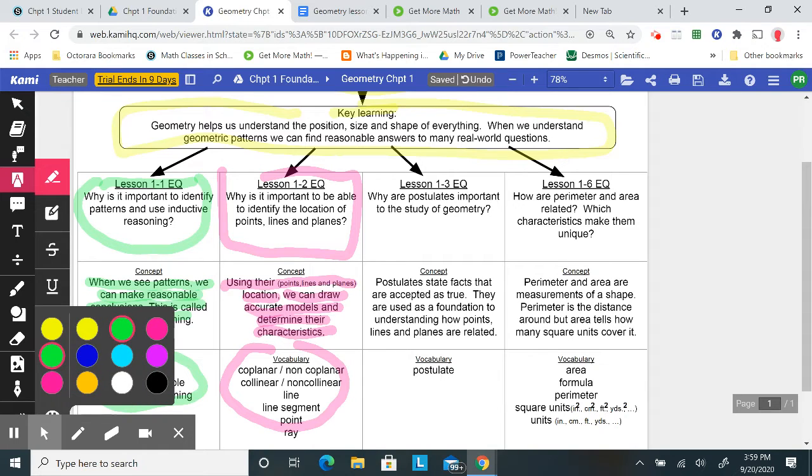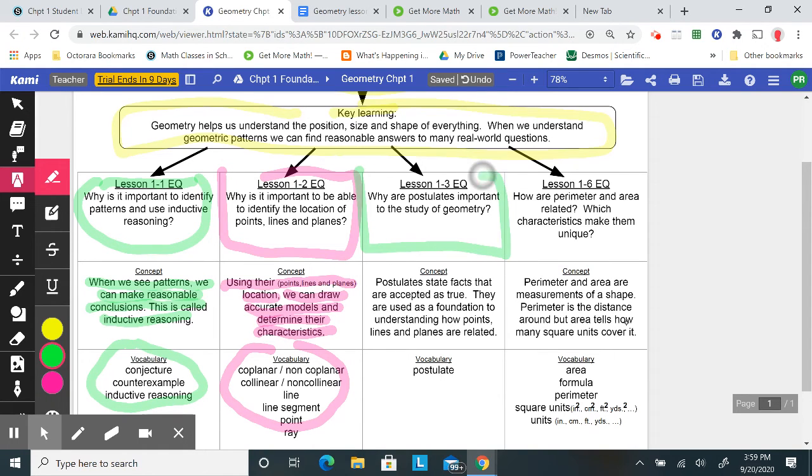Then we go to lesson 3, why are postulates important to the study of geometry? So we'll learn about postulates, which state facts that are accepted as true. They are used as a foundation to understanding how points, lines, and planes are related to each other. So we'll look at some postulates.